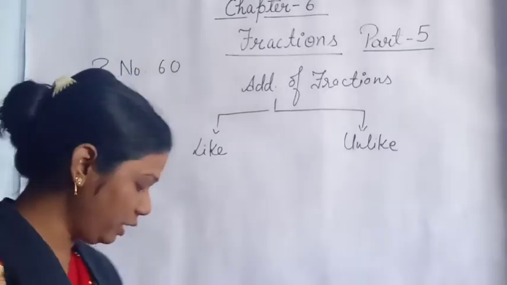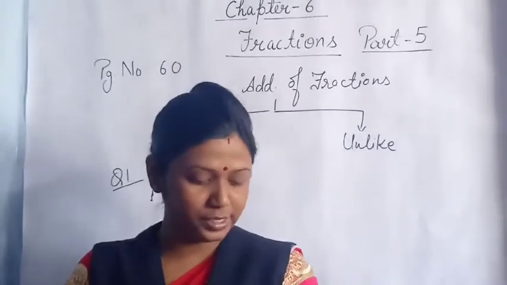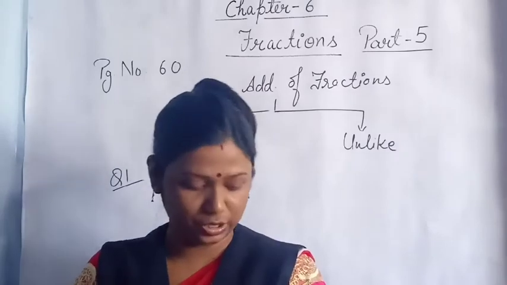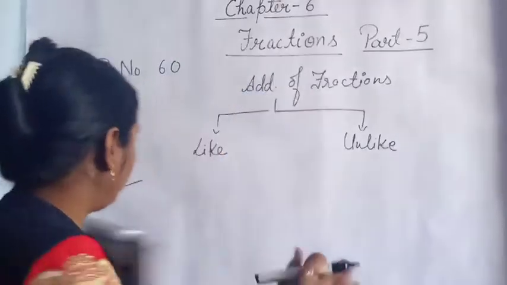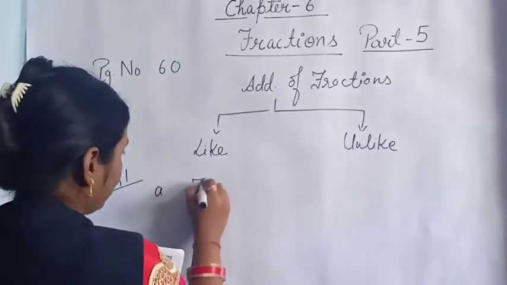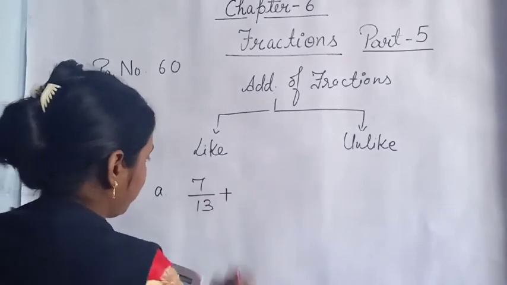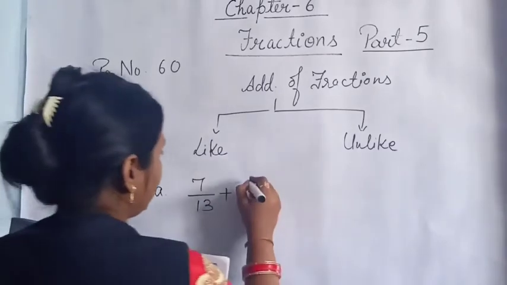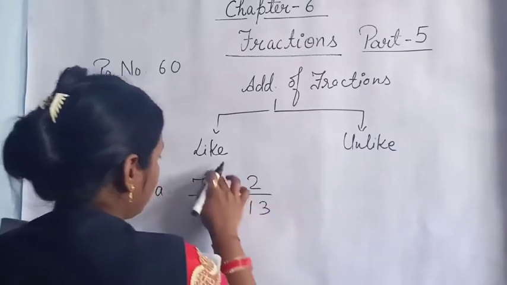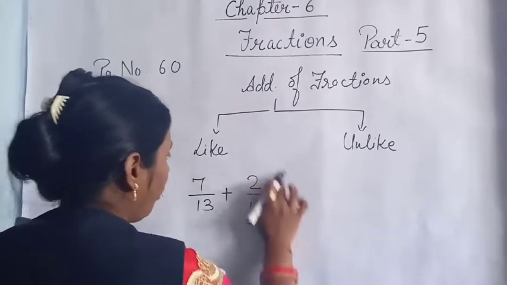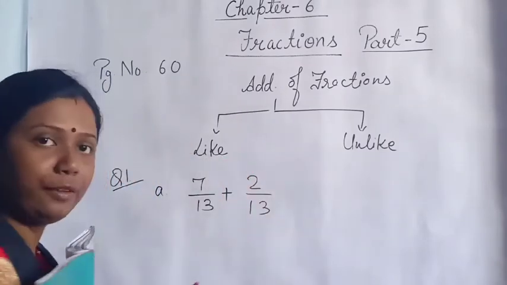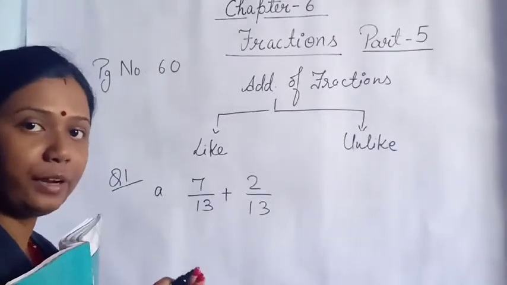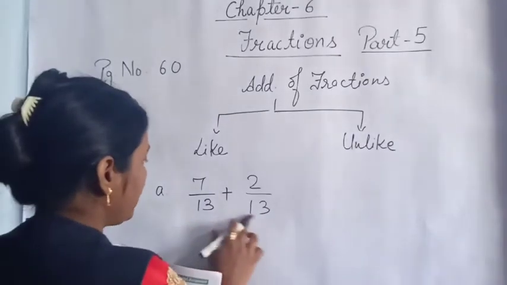The first question of addition of fractions is: add the following fractions. First is 7 upon 13 plus 2 upon 13. Now you can see 7/13 and 2/13 both are like fractions. Their denominators are same.